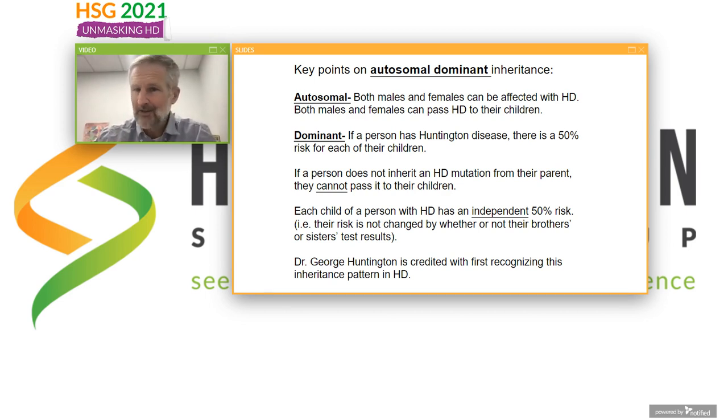And Dr. George Huntington, this is kind of where the name of the disease comes from, was really credited with being the first person to recognize this pattern of inheritance, which is really interesting because it was actually right around the time that Gregor Mendel was doing his experiments with peas and first described these patterns of inheritance. And so Dr. Huntington was the one who was really able to map those ideas onto Huntington's disease.